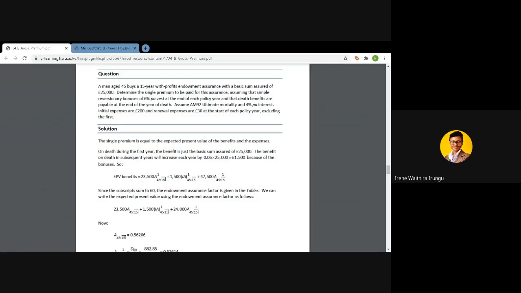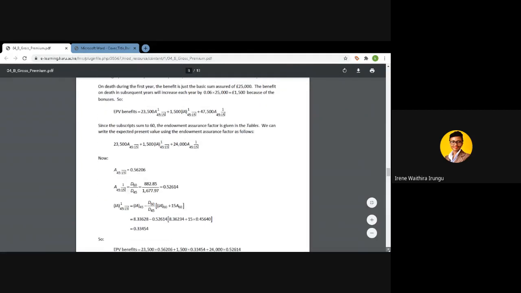And now for the pure endowment, this person must survive to the end of the term. So they will have already earned 1,500 times the 15 years they will have been holding this particular contract, plus the basic sum assured. So that should come to the 47,500. And of course, now for the discounting factor, that becomes that for the pure endowment. So this is now how we revise for the with profit types of contract.